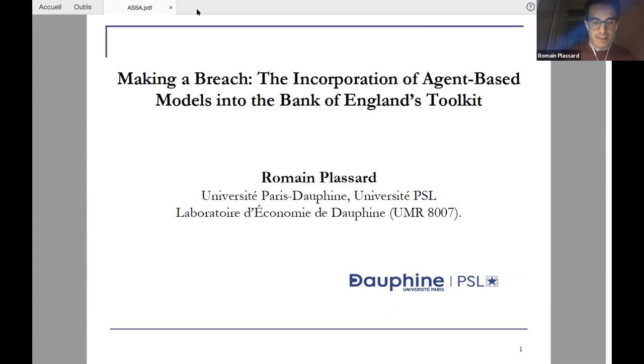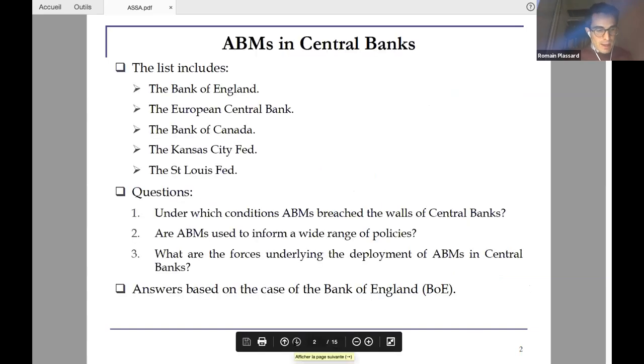Thanks for organizing this session, and thanks to all of you for attending. The previous speaker focused on how DSGE and agent-based models evolve in academia. Right now, I'm going to focus on the development of agent-based models in policymaking institutions. The focus is on central banks. After the financial crisis of 2008, several central banks developed agent-based models. The list includes the Bank of England, the European Central Bank, the Bank of Canada, the Kansas City Fed, or the St. Louis Fed. The goal of my article is to shed light on this recent development.